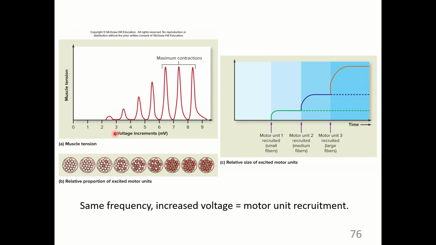So this is showing the increments in the voltage. By each increment of our brain sending a higher voltage to our motor units, we end up seeing that, at a certain point we get maximum contractions where all the motor units have been engaged. That's generally, of course, not going to be the case. It'll be around here and here. So this is motor unit 1 recruited first, and then here we see motor unit 2 with the medium fibers secondly, and then our large fibers are recruited last.